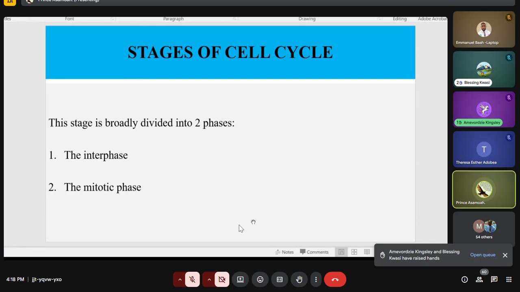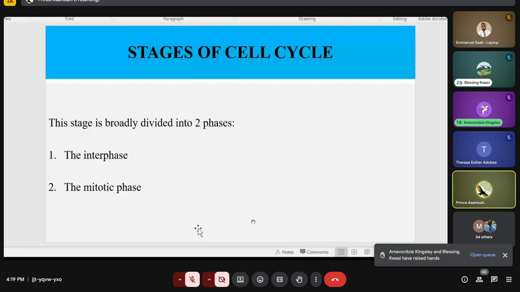Cells too have their life cycle, and that life cycle happens in two major or broad stages. They have their subdivisions, but principally it is in two.